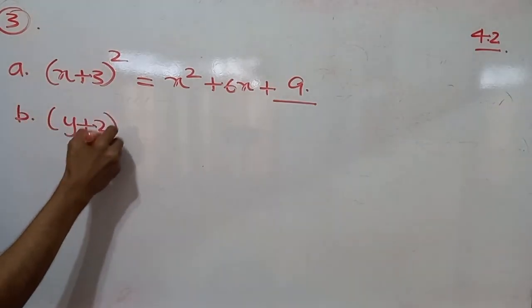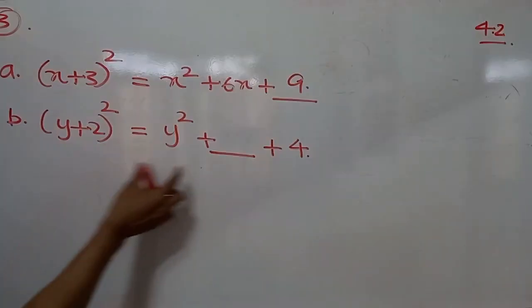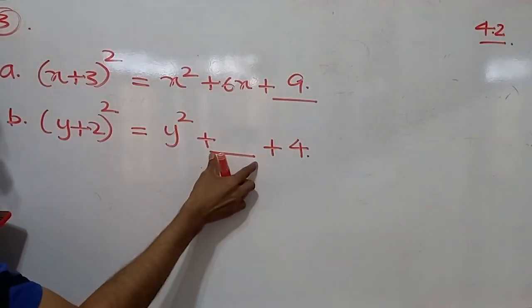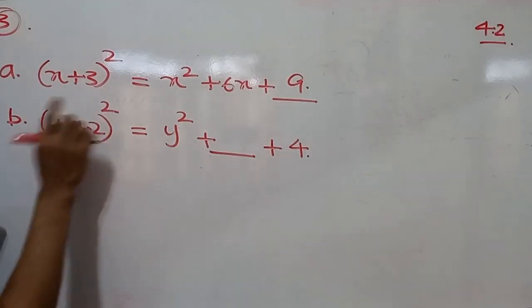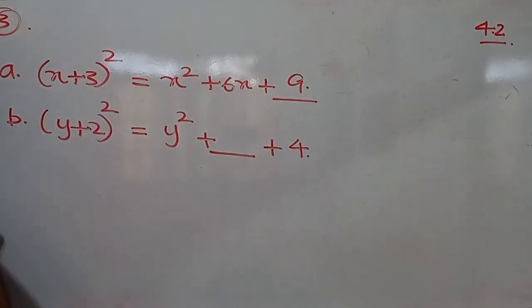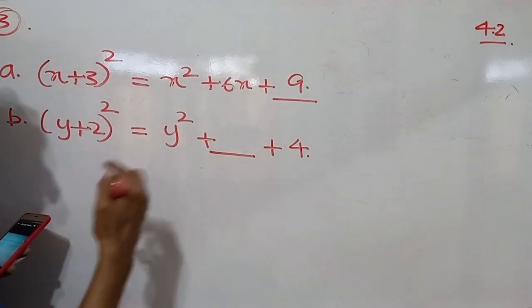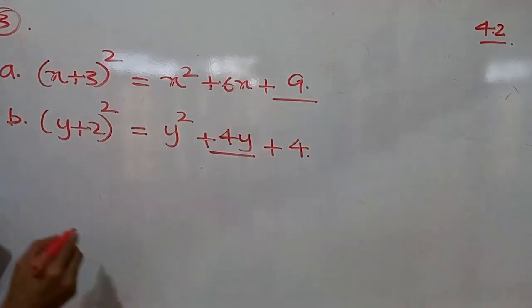Then part B, we have what? Y plus 2 whole thing square. So the term in the middle, it should be what? Y into 2 or 2 into y multiplied by 2. So y into 2, that is 2y. Again multiplied by 2, that becomes what? 4y. Right, then C.